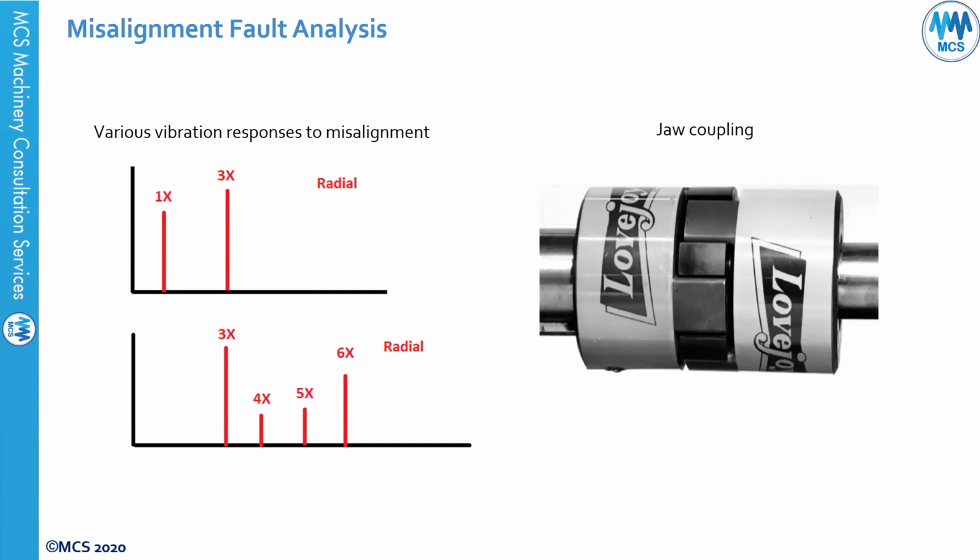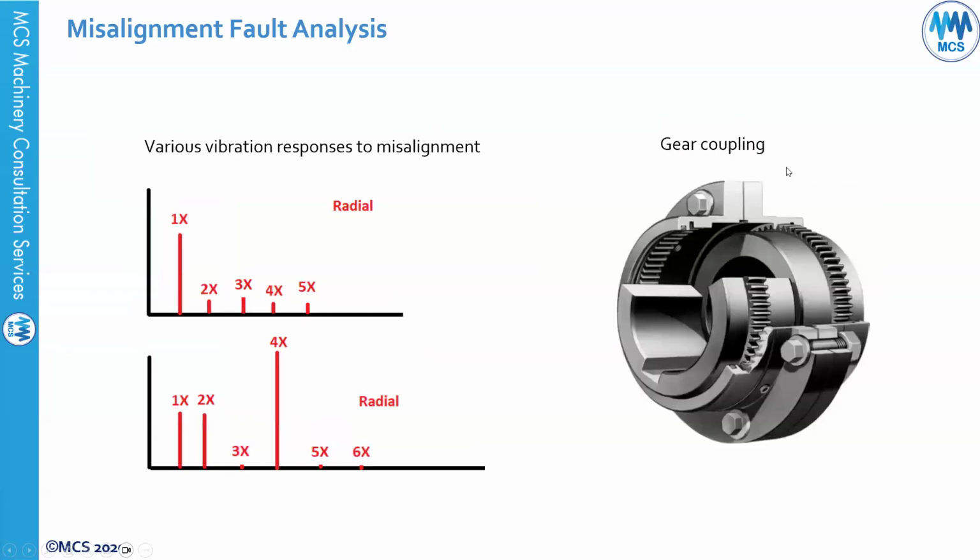We have various vibration responses to misalignment depending on the coupling type, and this is one of the good things. If you have a jaw coupling, you might see 1x and 3x, and 3x and 6x can be the dominant vibration peaks. If you have a gear coupling, you will see higher 1x vibration in the radial direction. Also, you can see 1x and 2x, and the 4x would be higher.